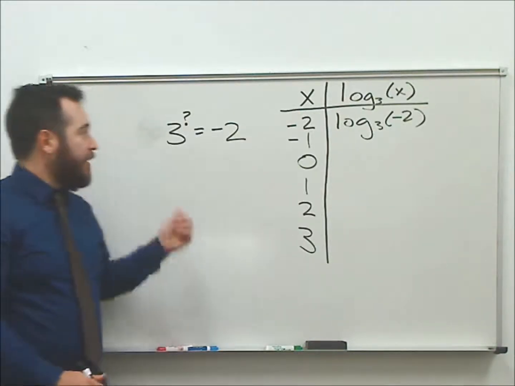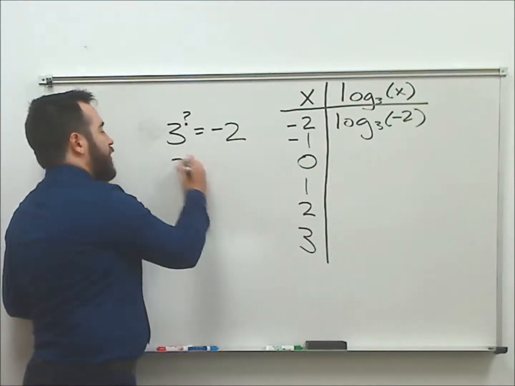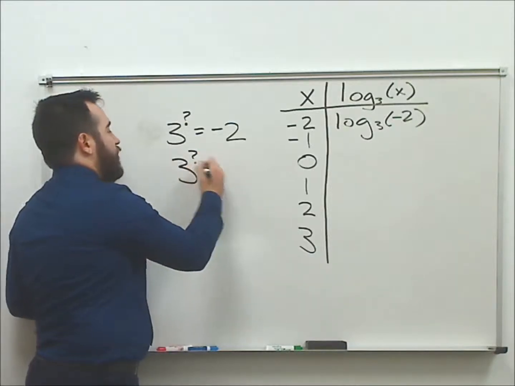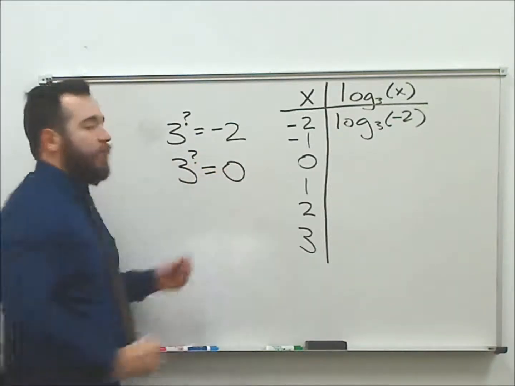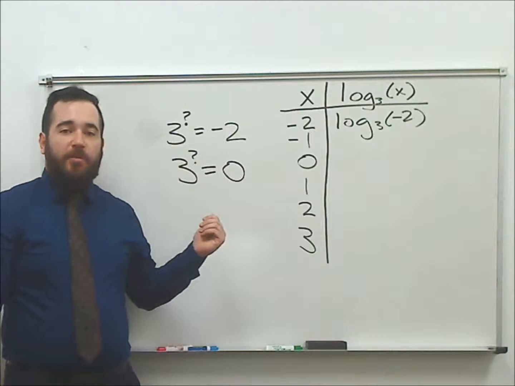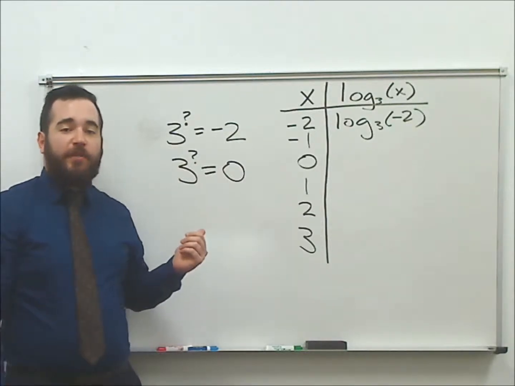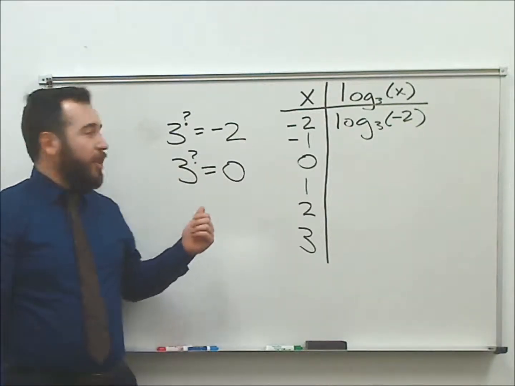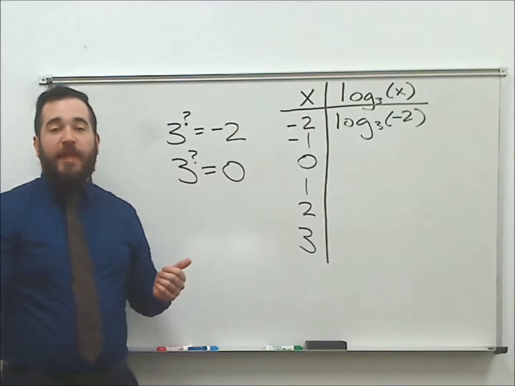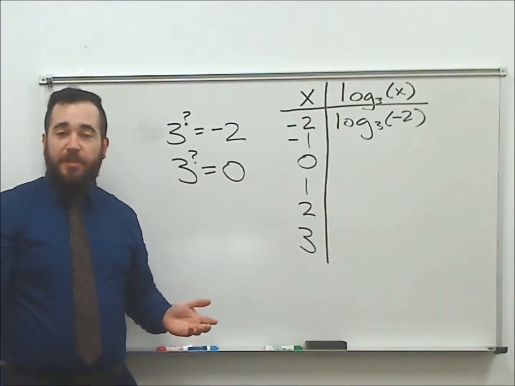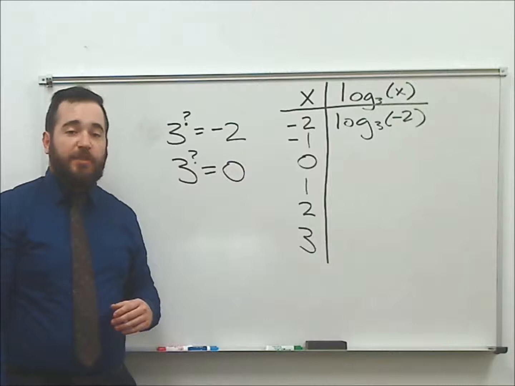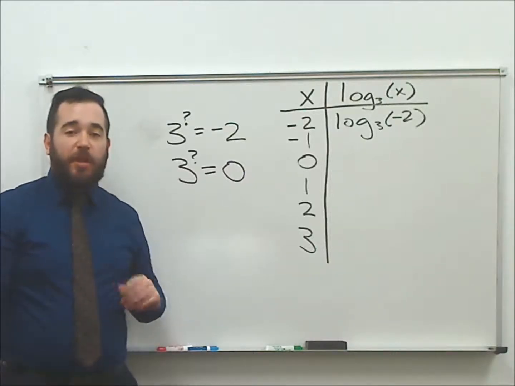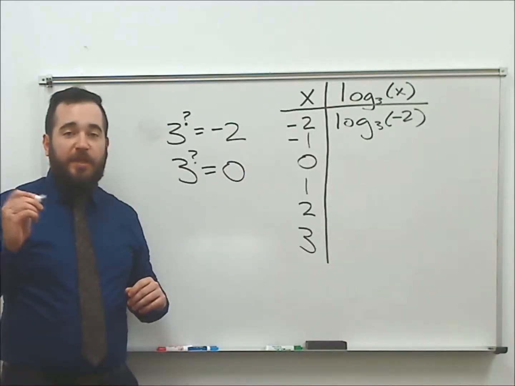Now the reason we can't include 0 is for the same reason we can't have -2. You can't raise a number to a power, whether that power is positive or negative, and get 0. You could plug in, say, 3 to the -1000th, and it'll be very close to 0, but it still won't actually be 0. Okay, so if you're plugging numbers into a logarithm, it needs to be greater than 0.